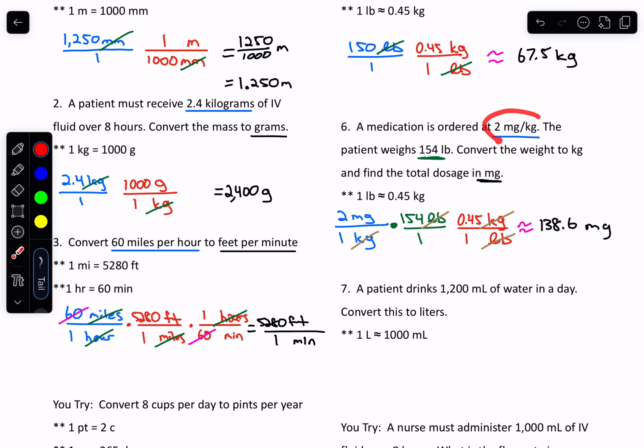Because if it's 2 milligrams per kilogram, what we did is we, in the middle here, converted pounds to kilograms, and then you multiply kilograms by milligrams per kilogram, and that cancels the kilogram unit. So you multiply rates times whatever unit is on bottom, in this case milligrams per kilogram times kilograms, to get the amount of milligrams you need. But in order to do that, we first had to convert pounds to kilograms.